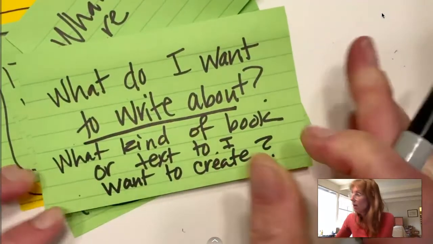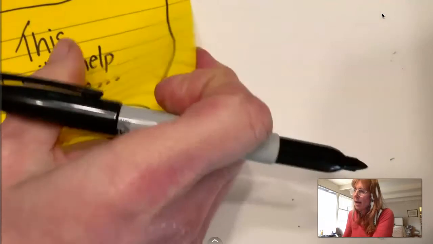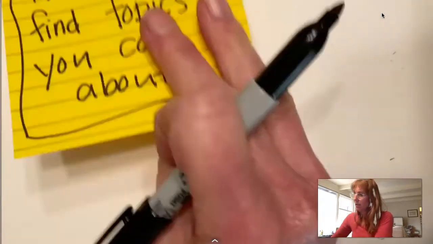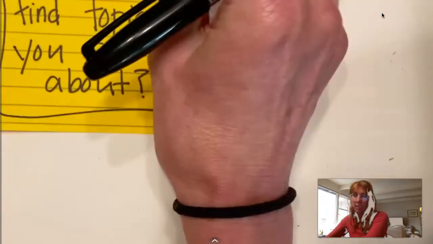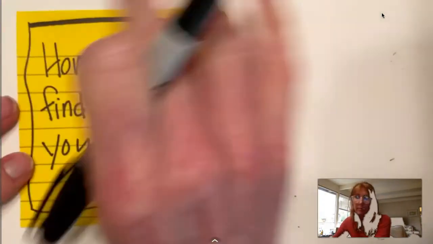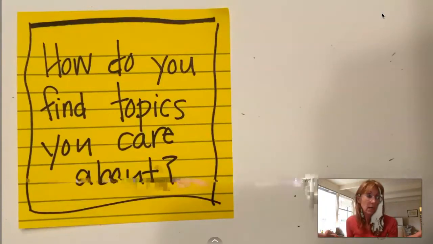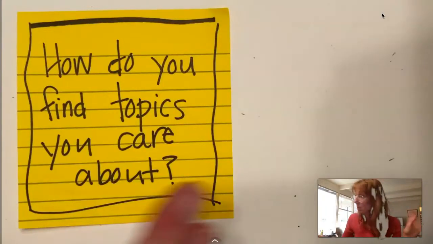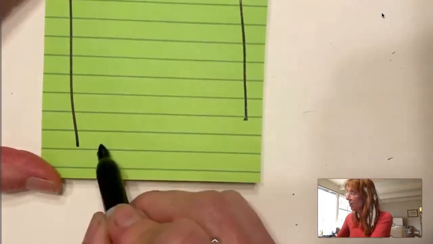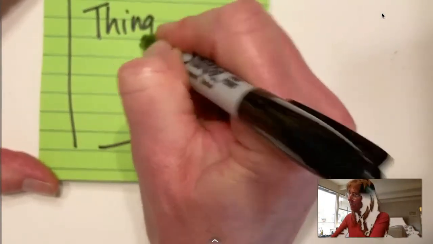Okay, so how do we think about topics we care about? Okay, well, there are a lot of ways to do that. And today we're just going to talk about one, because I can't do too much at once as a person. Okay, and so today we're going to talk about how sometimes writers think about things that are important to them.